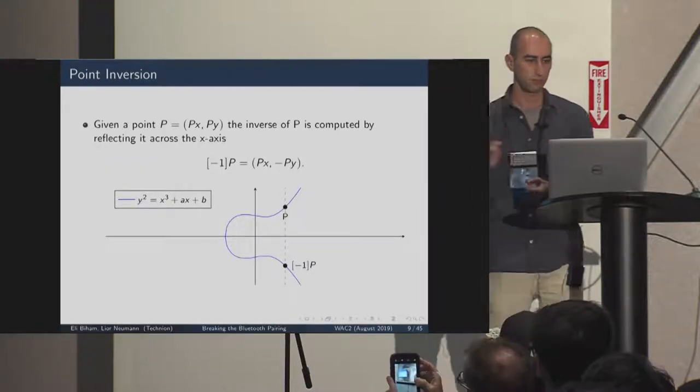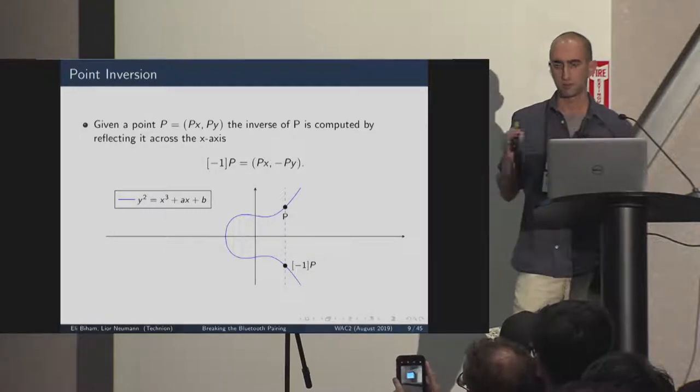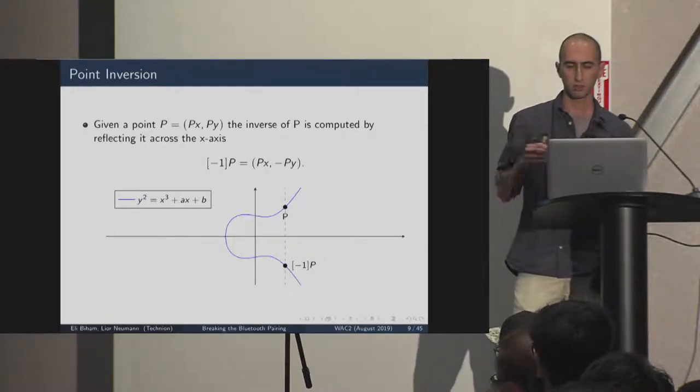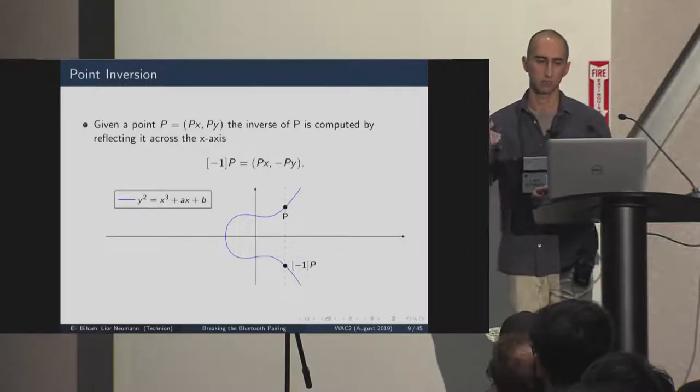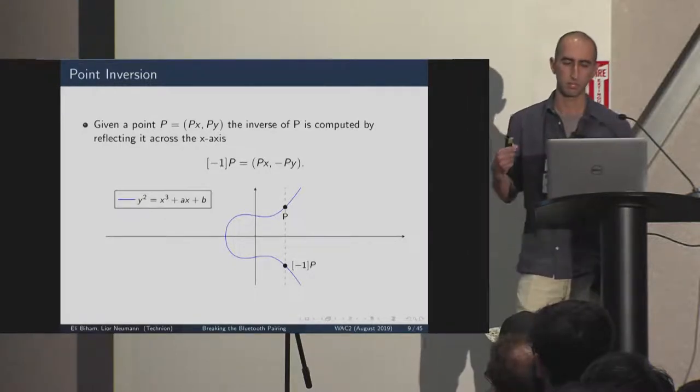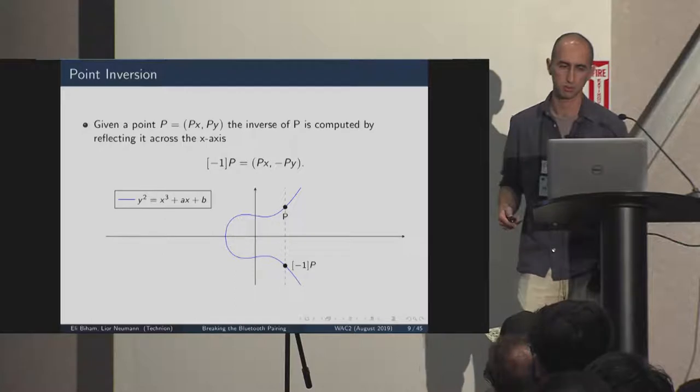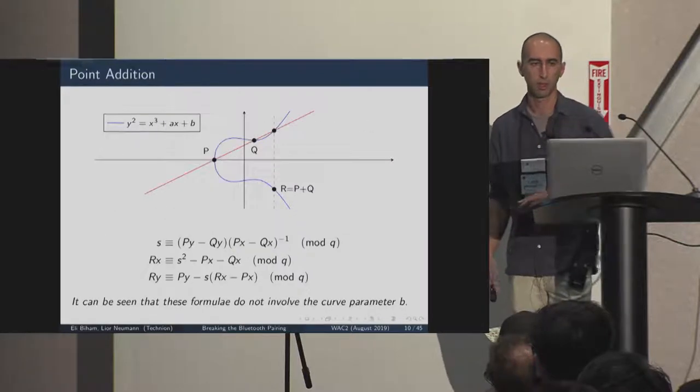So how is the inverse defined? The inverse is defined very, very simply. All you have to do in order to inverse a point is to negate the y-coordinate, reflect it across the x-axis, and then get the inverse of that point, right? So this is how it works.